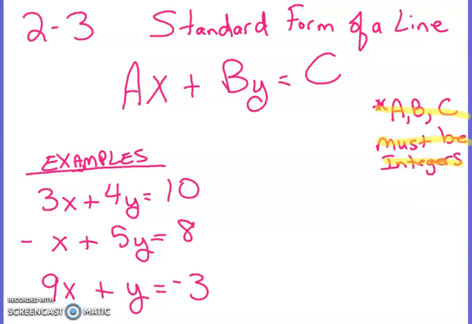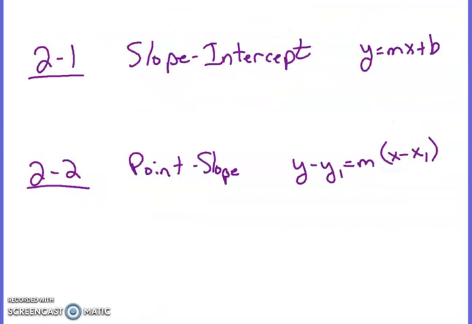All right, our next section, 2-3, is called standard form of a line. Just before we get there, just to refresh your memory, in 2.1 we learned slope-intercept, which is y equals mx plus b. And then in 2-2, we learned point-slope, which is this formula right here, where you simply substitute the m in and then substitute the point. That's why it's called point-slope. You only need a point and you only need a slope.